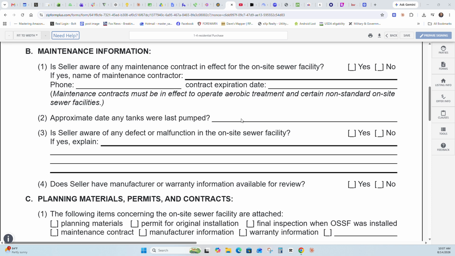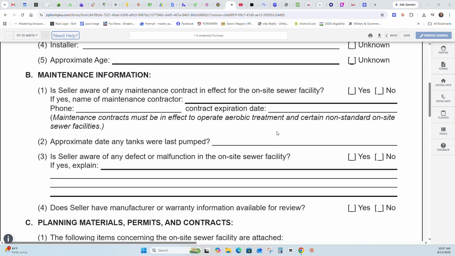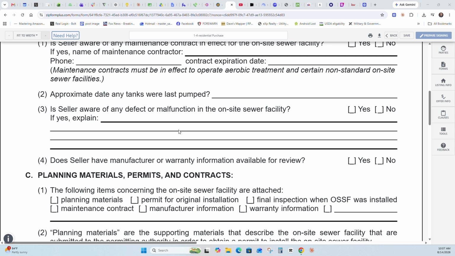And then once you have it pumped, you can have it inspected so it says it's good to go and in good working shape, and you can have that ready to go. Some buyers still want their own septic inspection, but if it's only a month old and you had a professional septic company out there, you should be fine. But again, that's up to your buyer, what they want to do.